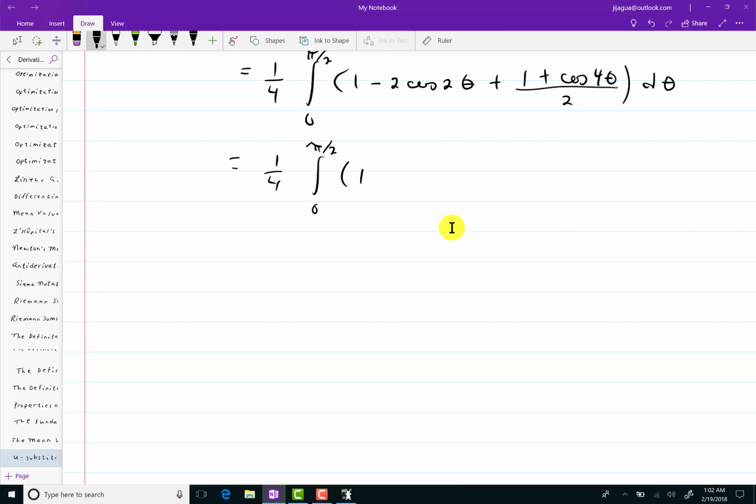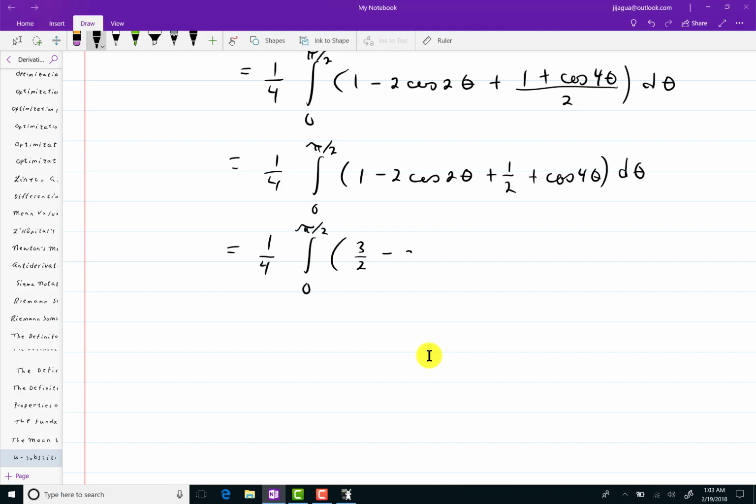I'll have 1 minus 2 cosine of 2 theta. Now what I'll do with this is I'll break this up into fractions. I'll get plus 1/2 plus cosine of 4 theta d theta. Notice I have a 1/2 and I have a 1. I'll combine that. Of 1/4 the integral from 0 to pi over 2 of 3/2 minus 2 cosine of 2 theta plus cosine of 4 theta d theta.